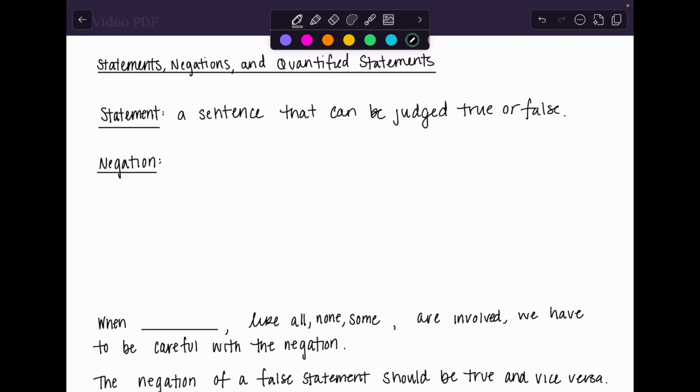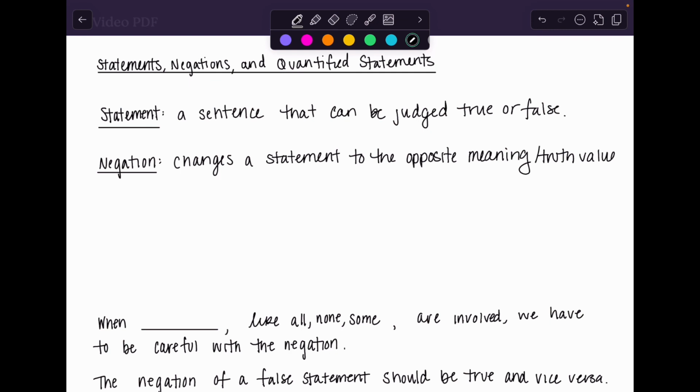So the first operation we're going to talk about with a statement is you can talk about the negation. So if you think about the word itself, it's a negative. This is ultimately going to change a statement to the opposite meaning. Or you can think of that as the opposite truth value. You don't want to change the core of the problem, but it should have the opposite meaning.